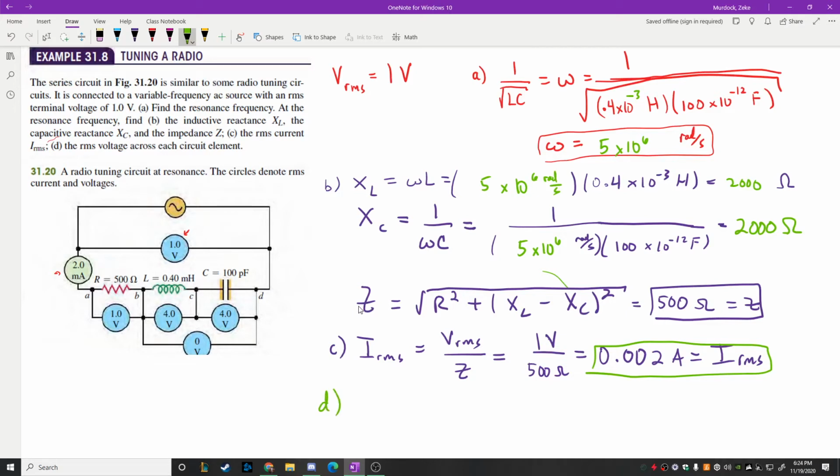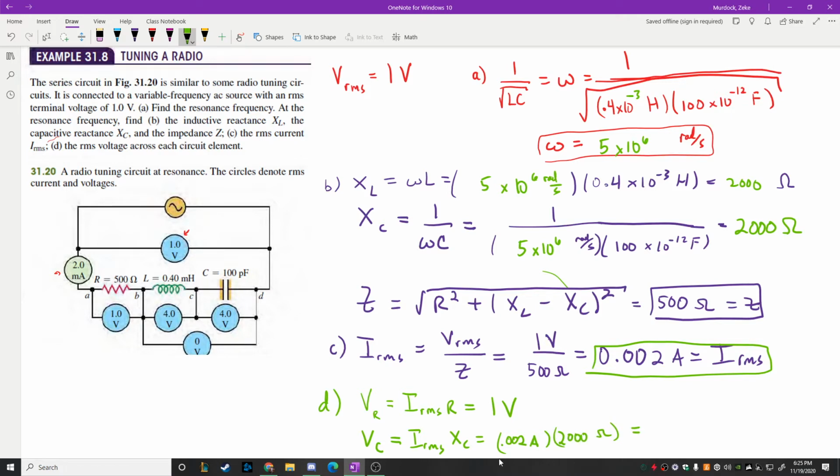For part D, to find the RMS voltage across the resistor, VR is equal to just our kind of Ohm's law equation. You just take IRMS, and you multiply by the resistance. This is basically the inversion of what we just did, so the answer we're going to get here is 1 volt. If we want to do the RMS voltage across the capacitor, we take IRMS and we multiply by X sub C. So that's going to be equal to 0.002 amps multiplied by 2,000 ohms.